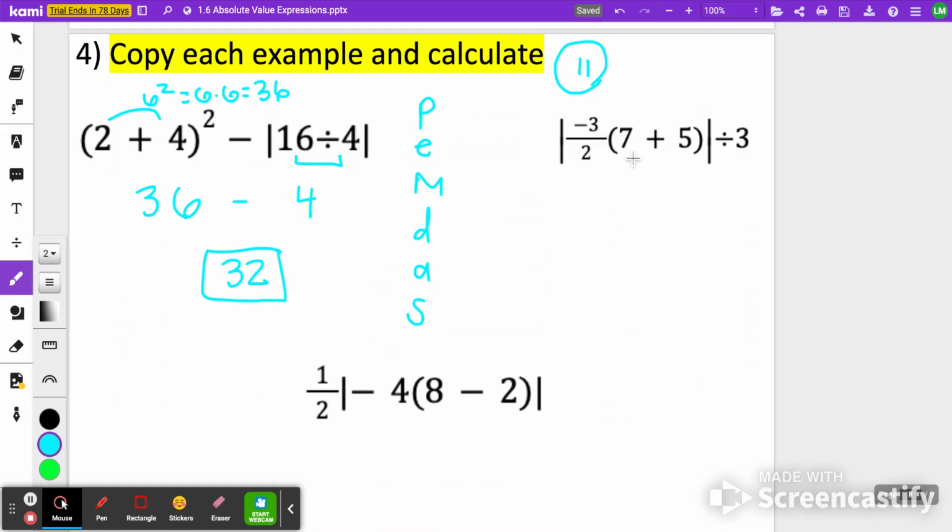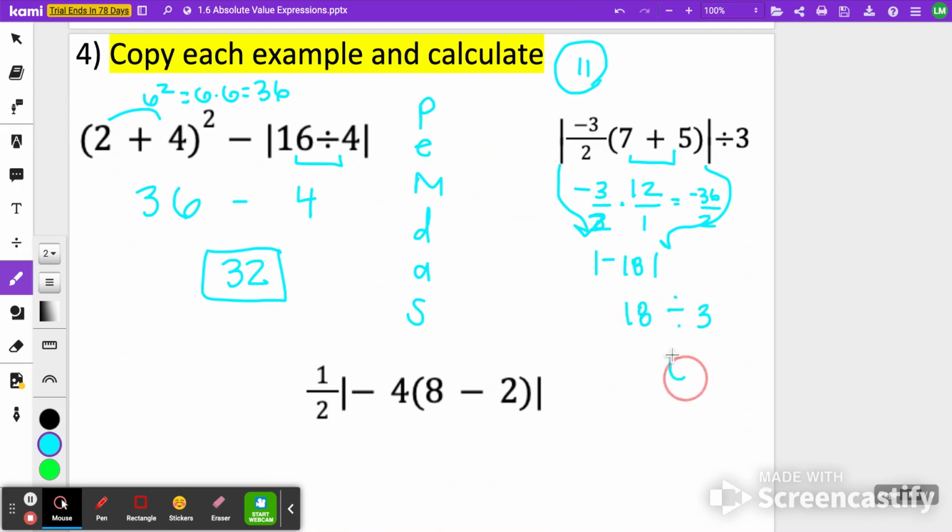Over here on the right, starting within the order of operations, absolute value is considered like parentheses. 7 plus 5 is first, that is 12. And then I'm going to do -3 halves times that 12 over 1. When I multiply this, I'm going to get -36 over 2, which is a -18. But realize that all of this is within absolute value. So the absolute value of negative 18 is regular positive 18, and then dividing that by 3 is equal to 6.